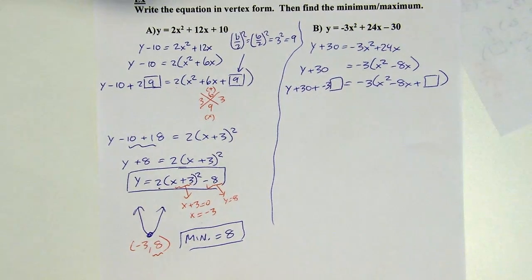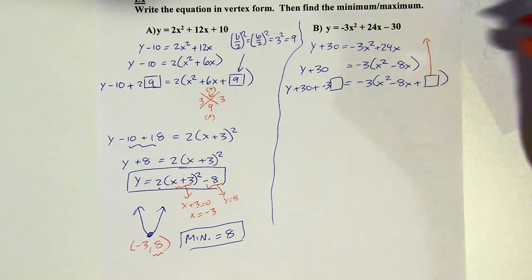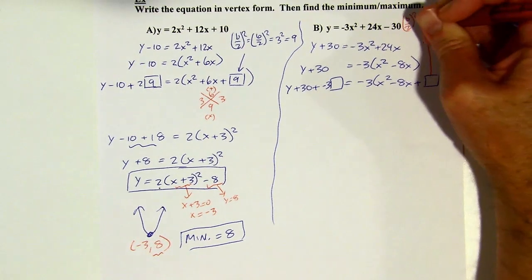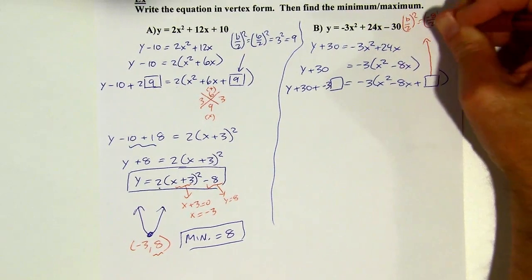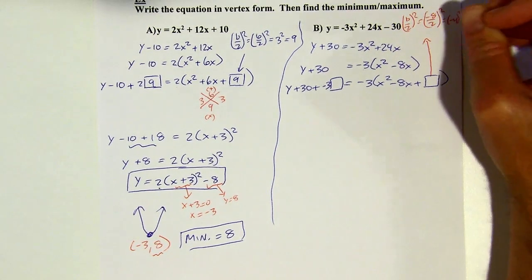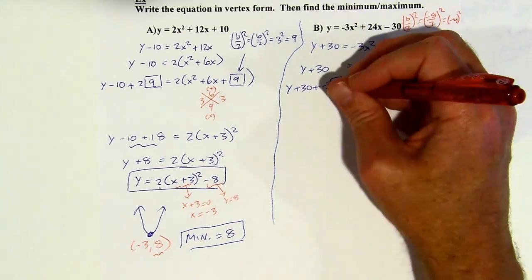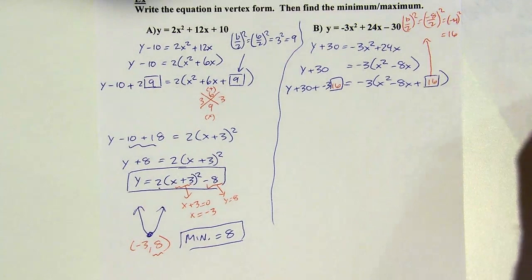Okay. All right, let's find our mystery number, b over 2 squared. The b here is negative 8. So I've got negative 4 squared, which would be positive 16. Notice the mystery number is always positive, and that's because you're always squaring something to get it. So it's always going to come out positive.